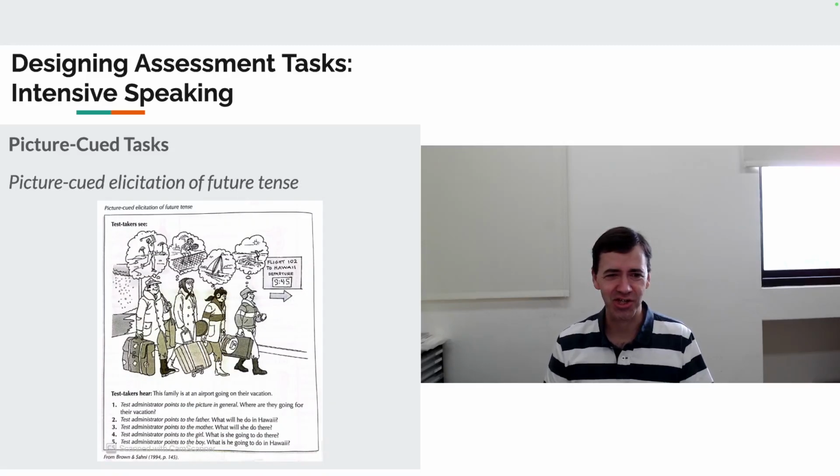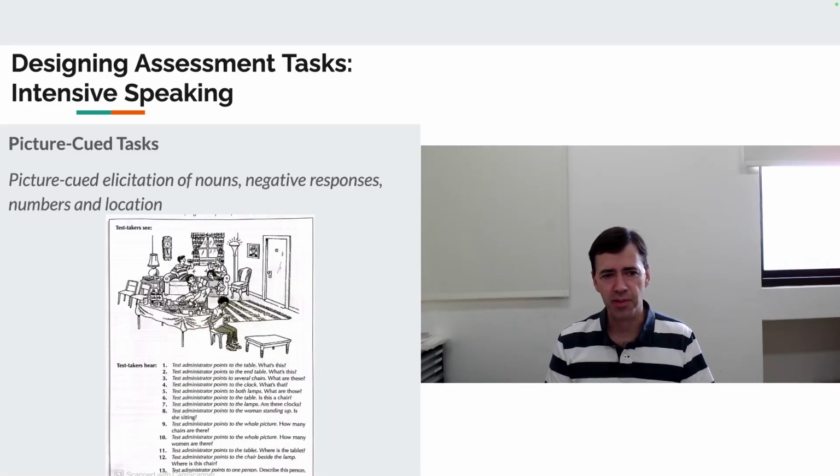Picture cued elicitation of future tense. So now I want to use the future tense. How do I do it? It's with the questions and the pictures. If you see down below, they're going to the airport. Look at question number 2. I point to the father and I say, "What will he do in Hawaii?" He will play golf, right? So you're really controlling that the students use the form you want.